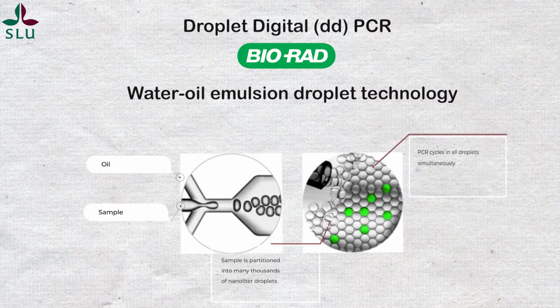Consequently, and as seen here, in the end, the contents of each drop are amplified independently as a separate PCR reaction. Ultimately, the results depend on fluorescence based on the droplet content in the sample. This is in sharp contrast to qPCR, which measures a certain cycle threshold level in real time.